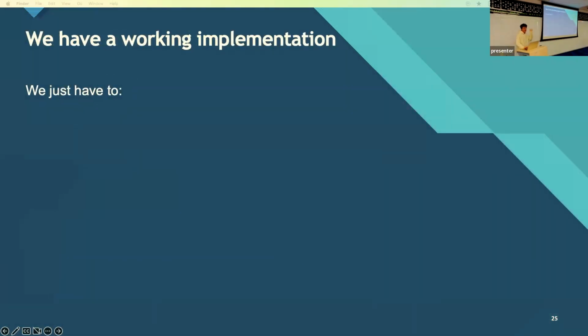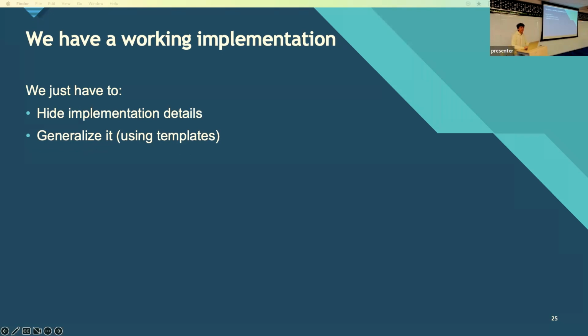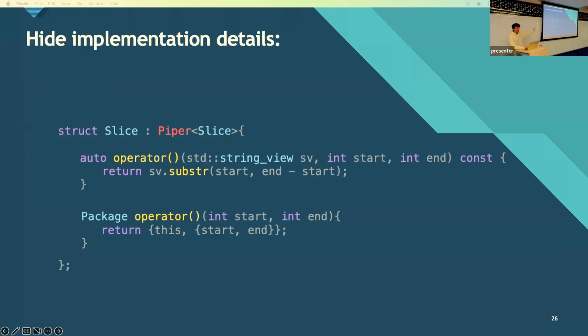We just have to do a couple of things here and there. So we need to hide implementation details, mainly the package thing. We need to generalize it using templates and constrain it using concepts. Cool. All right. So can we generalize anything? Actually, can we, what was the first? Can we hide any implementation details in here?